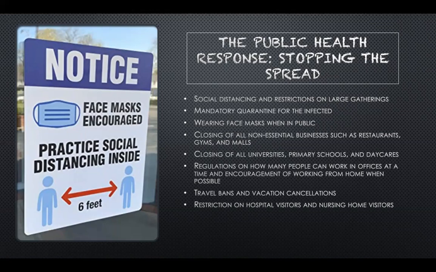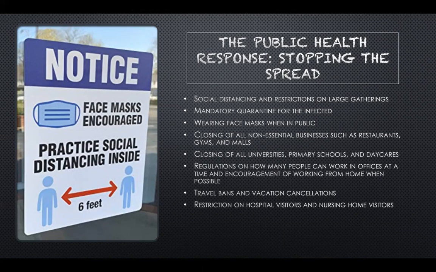But for stopping the spread, they implemented social distancing, restricted large gatherings, and had mandatory quarantine for infected individuals, and this really includes if a family member of yours is infected as well. You have to mandatory quarantine. They implemented face masks in several states, just like New York State. They closed a lot of non-essential businesses such as restaurants, gyms, and malls across the country, and a lot of states closed universities, primary schools, and daycares as well. As well as this, you see in some states regulations on how many people can work in offices at a time, as well as encouragement of working from home when possible.